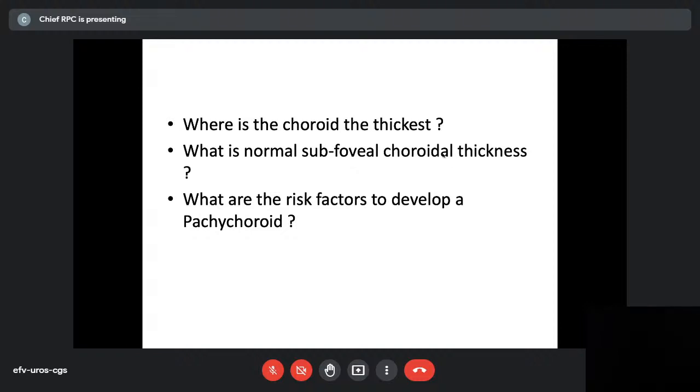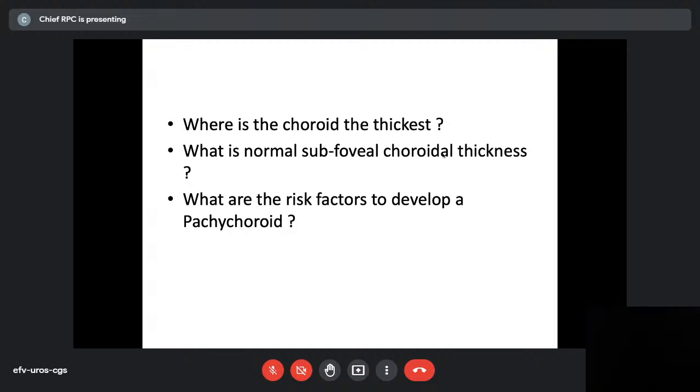Where is the choroid thickest? Which GR wants to answer this? One of you? Rack your brains. Nobody? What is normal subfoveal choroidal thickness? 300 microns. Yeah, a little less than that, 275.